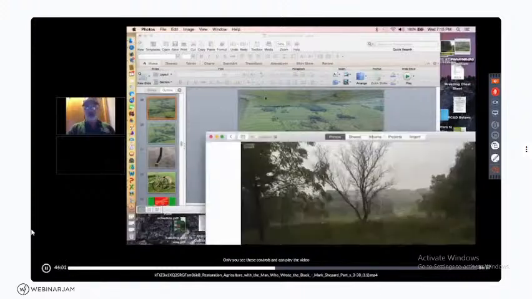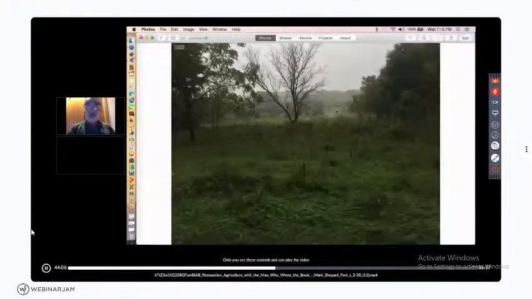So this water is not coming from my farm. It's coming from off the farm. This valley is from my farm. Where's the water?